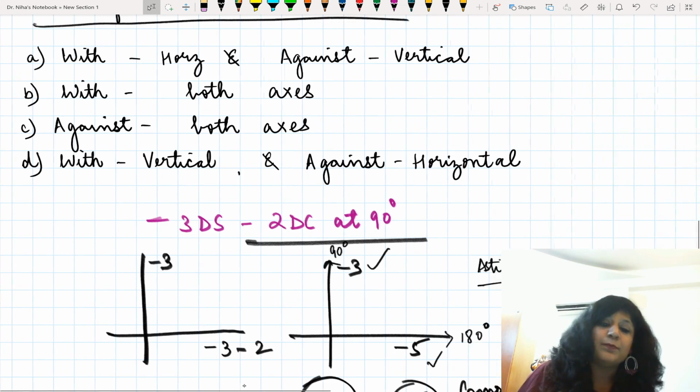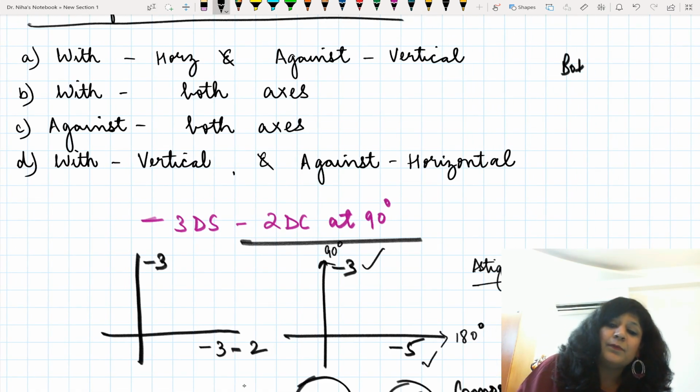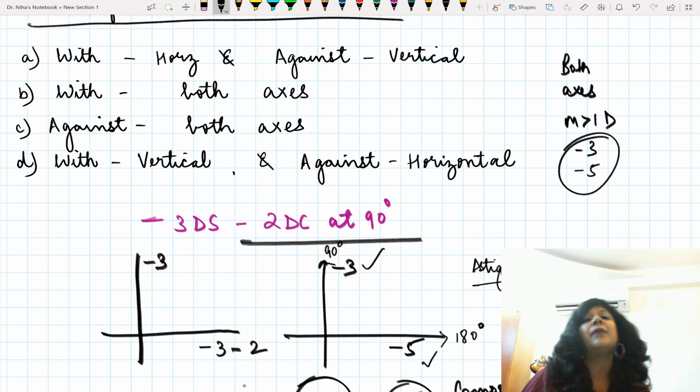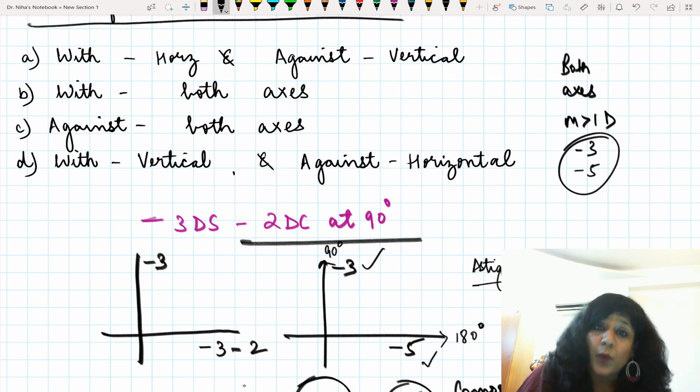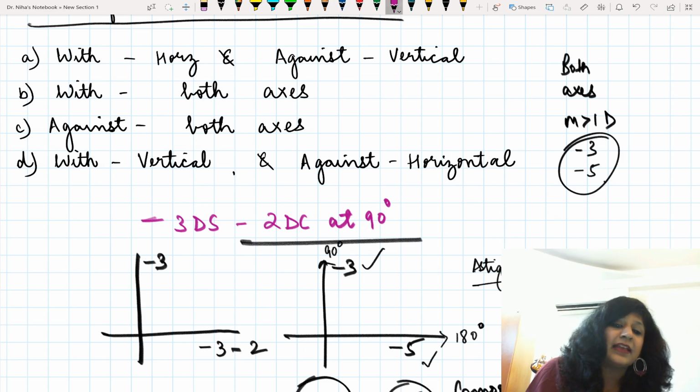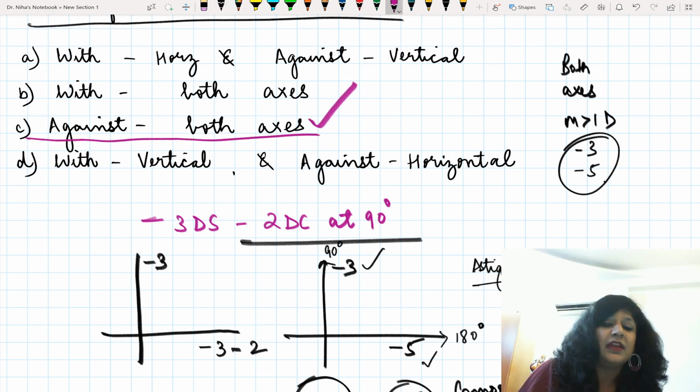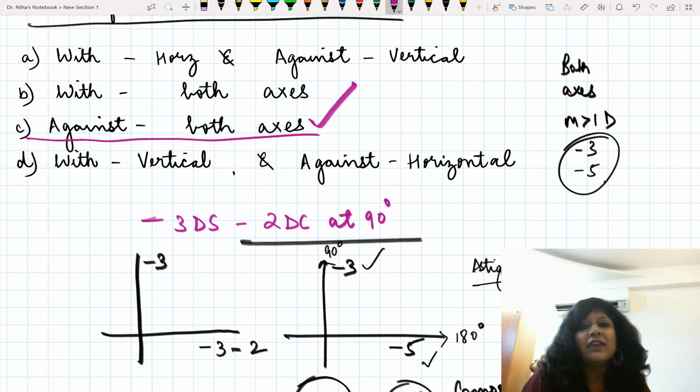So I know that in both the axes it is myopia more than 1 diopter, because minus 3 and minus 5, both of them are more than 1 diopter. Now because both of them are more than 1 diopter, therefore it will be against movement in both the axes. So it is very clear.